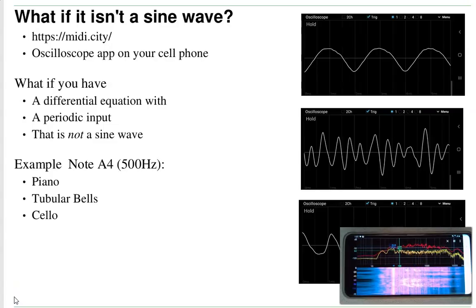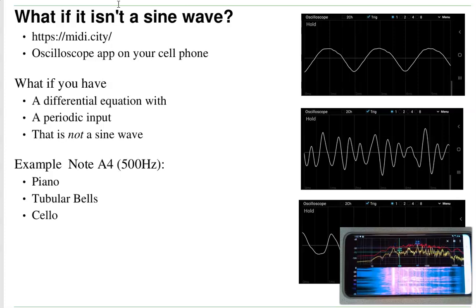So with musical instruments, the shape is not a sine wave. The shape tells you what kind of instrument it is, like a piano, tubular bell, cello. It also is the difference between the different notes. You have the different letters, a, e, o, u. Those have different shapes as well. The shape tells you what the sound is.